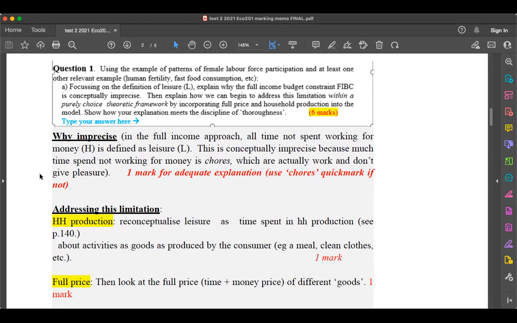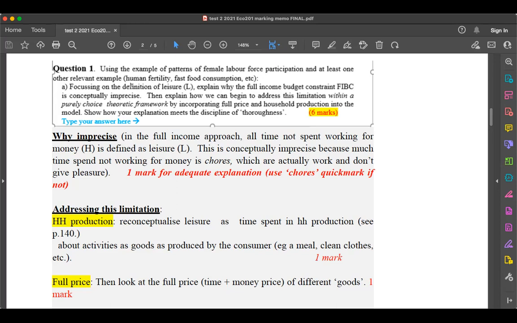right? So yeah, we're going to look at question one, where you have an example of patterns of female labor force participation and at least one other relevant example that's being spoken about, so human fertility, fast food consumption, etc. And you're required to focus on the leisure definition. Remember earlier, we were talking about how not doing chores is leisure, right? But that's where the conceptual precision comes in. You need to be conceptually precise, because if you're looking at a very standard economic model, they would say that leisure is any time that you spend not working, right?